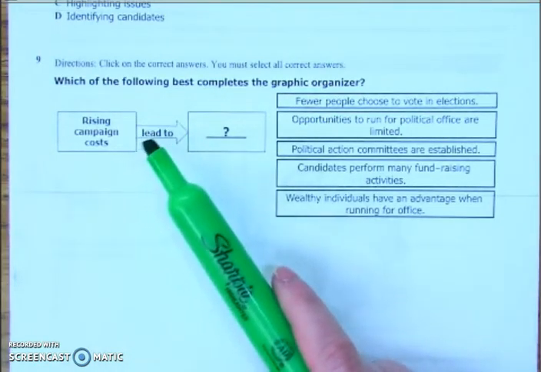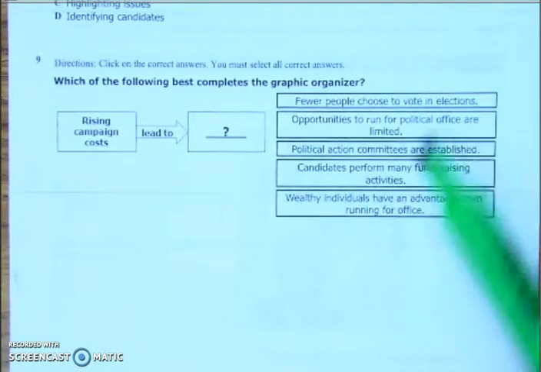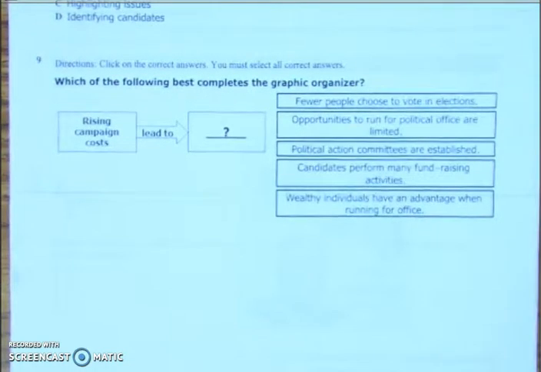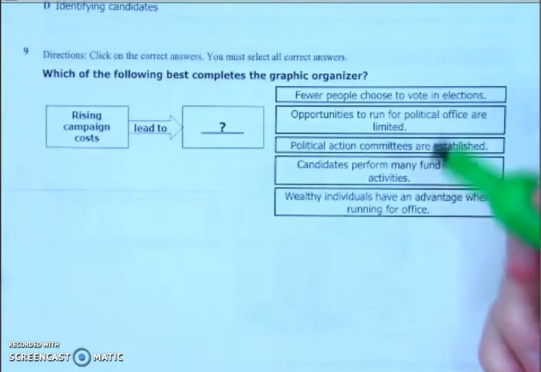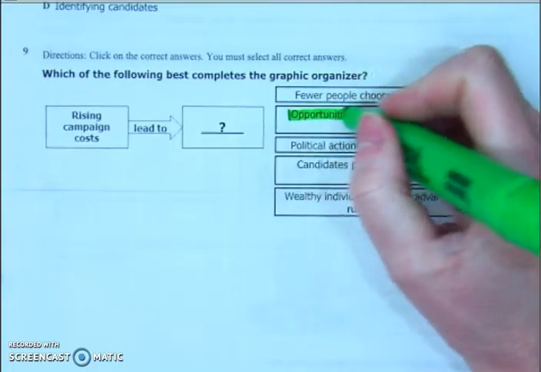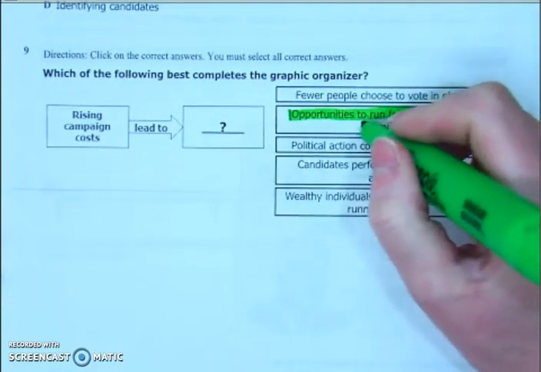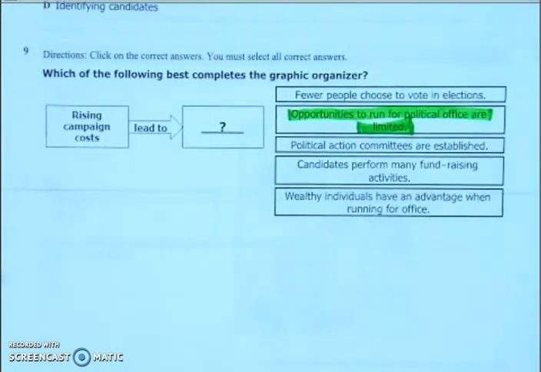Rising campaign costs lead to question mark. So what we're looking for here are all of the things that the rising cost of campaigning can lead to. One of those is opportunities to run for political office are limited. So what this means is that there are people in the country who could do a good job in an elected office that can't run because they don't have enough money.